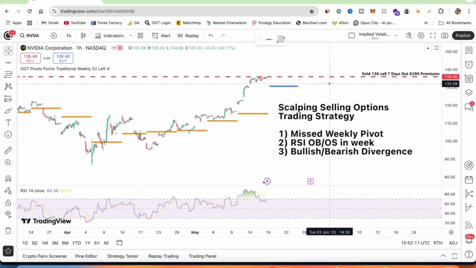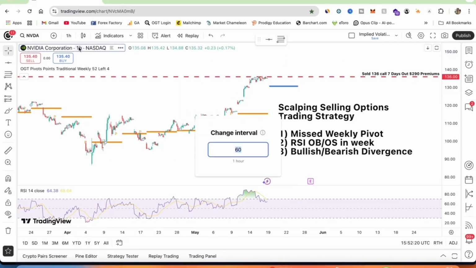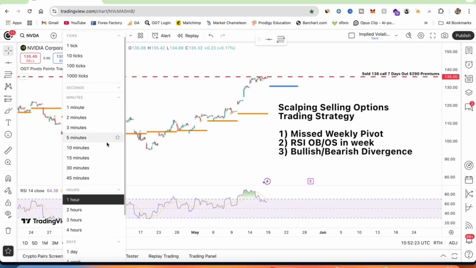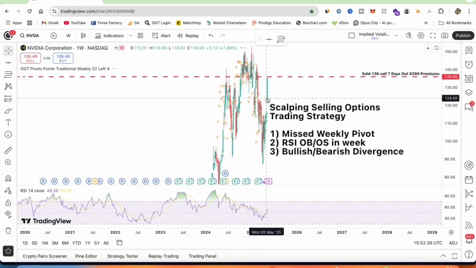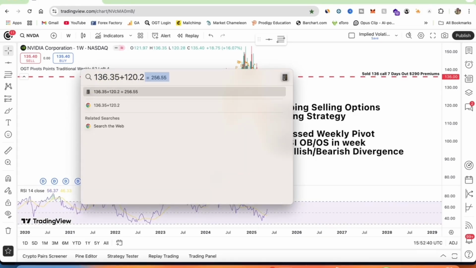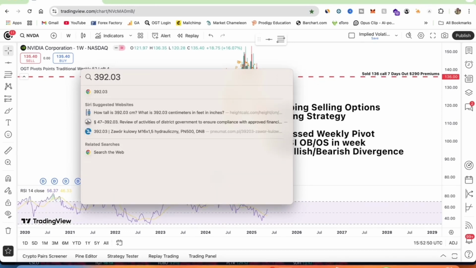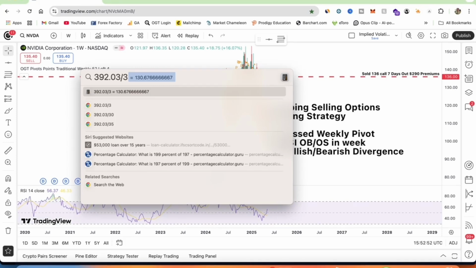So what I've done here is I've actually created next week's pivot. It's not going to show you next week's pivot until Monday, but all you've got to do is go to the weekly chart, look at the last bar that is created, and hover over it. You've got the high, low, and close. So the high is 136.35, plus the low 120.28, plus the close of 135.40. That's 392.03, and then dividing by 3 gives you 130.67.